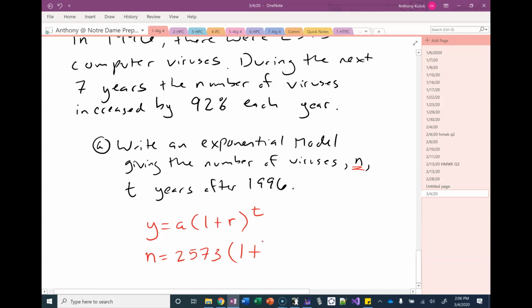Okay. The next letter is R. What does R represent? The rate of change. So in this problem, what is the rate of change? 92%, but writing that as a decimal, it needs to be written as 0.92. Good. And then what does T represent? Time. So in this case, they're telling us to use T for time, so there's T. When we write an exponential model like this, we should have two letters in it, always. Okay?